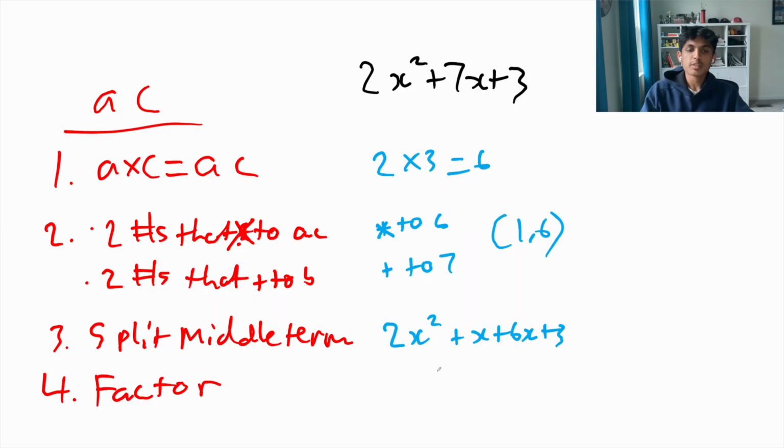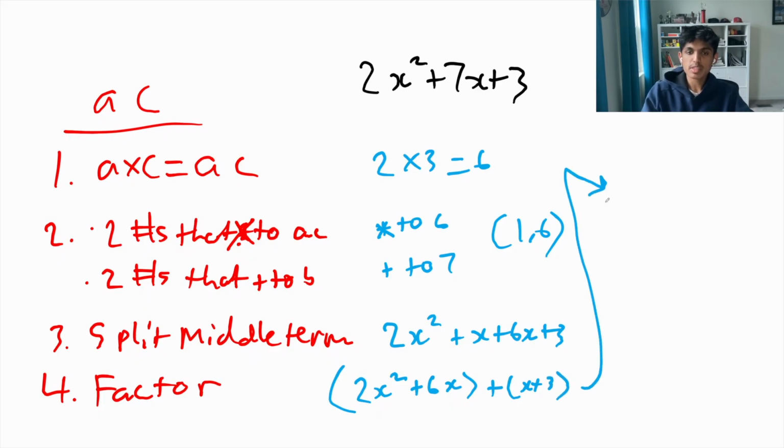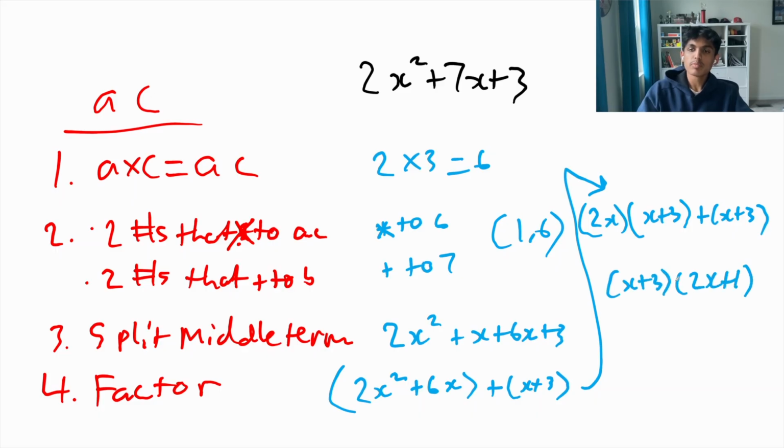And now we factor this thoroughly. So how we do that is we factor by grouping. We group together terms that share a common factor. So 2x squared plus 6x and plus x plus 3. And then here, I can just move this off to the side. I can factor out 2x from the first group to get x plus 3. And then I just have x plus 3 here. And then from here, we can factor out x plus 3 from the whole thing to get 2x plus 1.